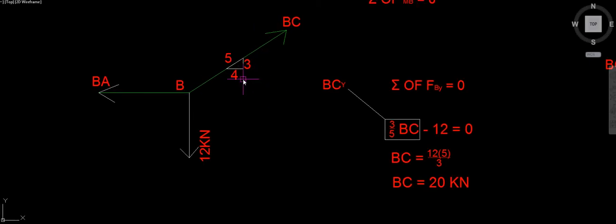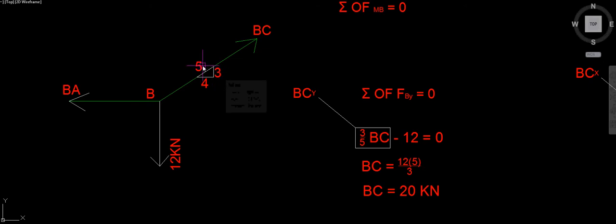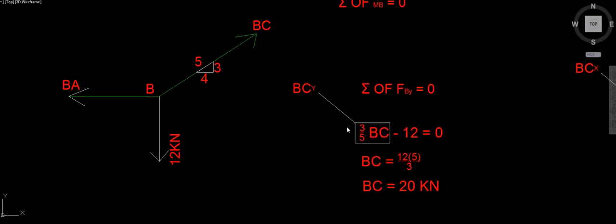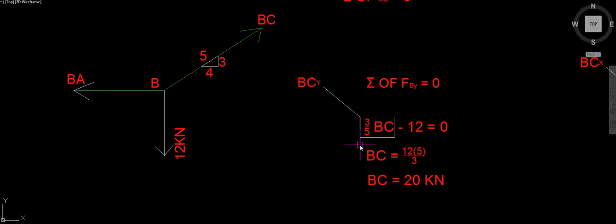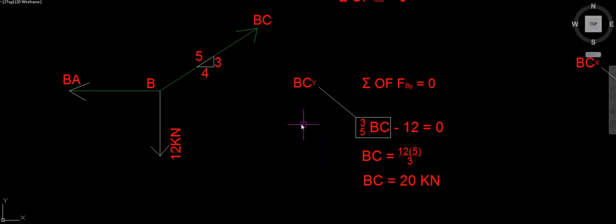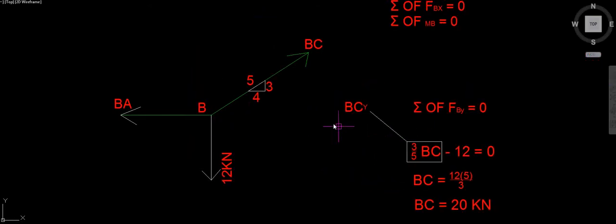Now, using the method of similar triangles, we can say that BC in the y direction equals 3 divided by 5 times BC. So we're going to have 3 divided by 5 multiplied by BC, the y component of BC, minus the negative 12, which is acting downwards. Remember, downwards is going to be our negative direction, and this equals 0. Now, using a little bit of algebra, we will find that BC equals 20 kilonewtons.